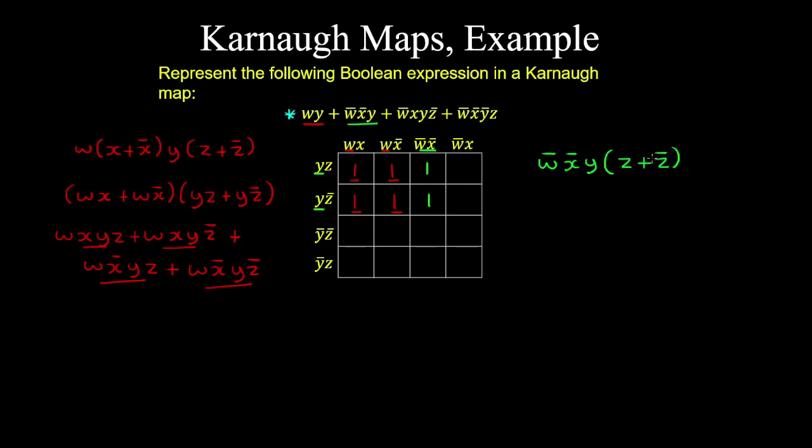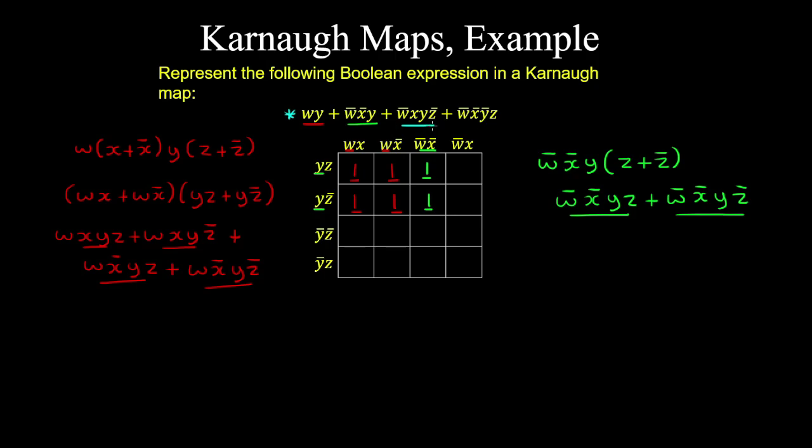being the missing literals, and then we distribute this, so we have w bar x bar yz plus w bar x bar yz bar. So this here is this term, where we have w bar x bar yz, and then this one represents this term. So w bar x bar yz bar.